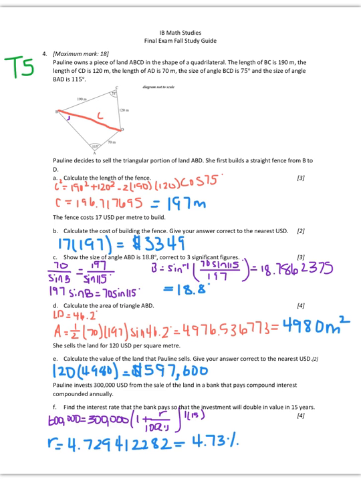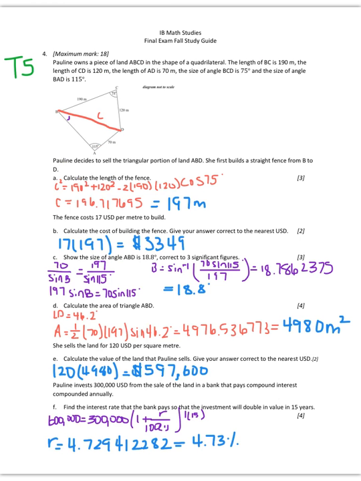So the last one, number 4, is a topic 5 problem, the geometry, trigonometry that we were just working on. So they give us this diagram and they tell us the pieces of information, and she decides she wants to sell this portion over here, ABD. So first she builds a fence from B to D, and we need to know how long that is.